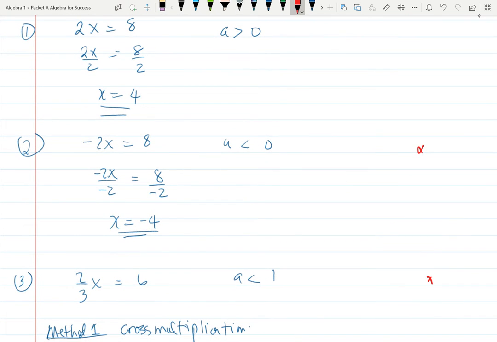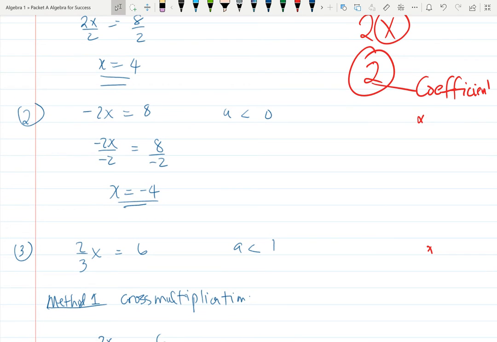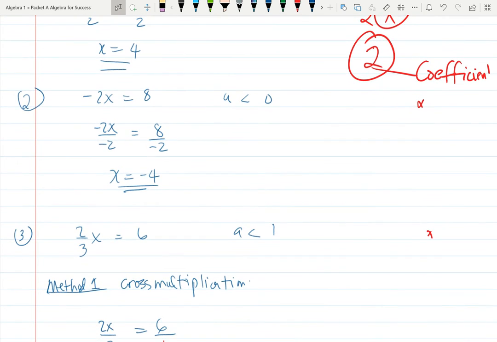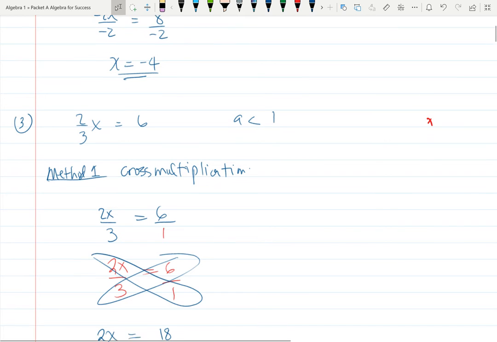Basically, we divide by the coefficient of the x. A number multiplying a variable, this number here is called the coefficient, all right? Coefficient. Okay, so if it's multiplying, we just divide by the coefficient and then we get what x is. And here, the coefficient is negative, so we divide both sides by negative and x equals -4.